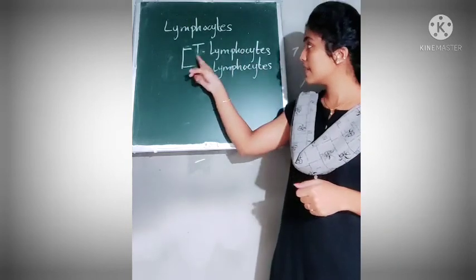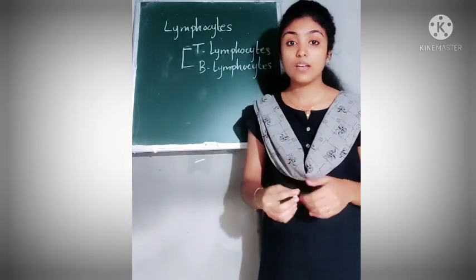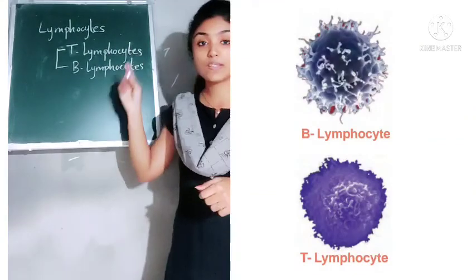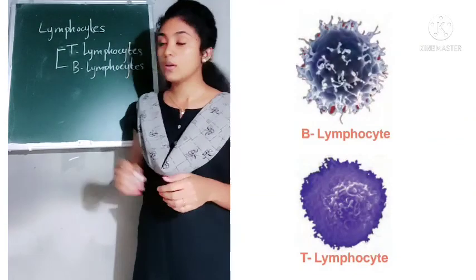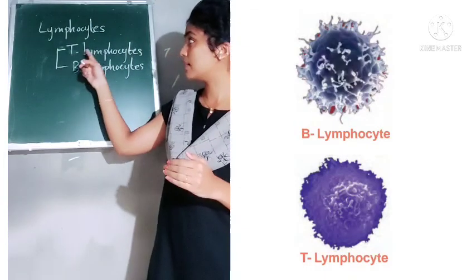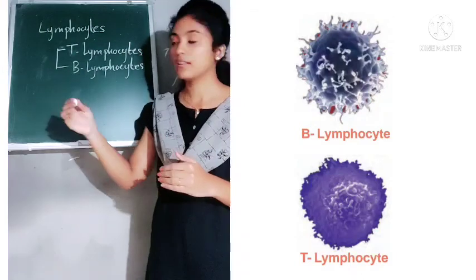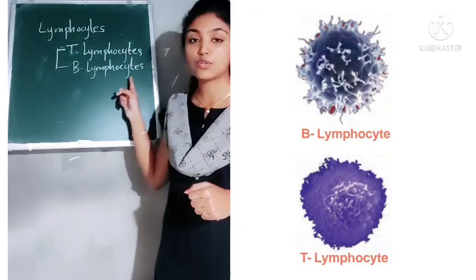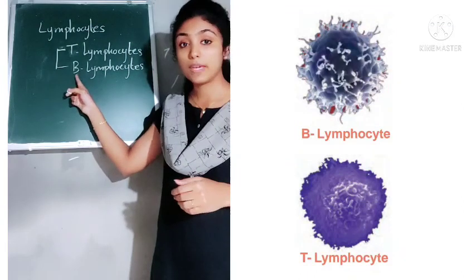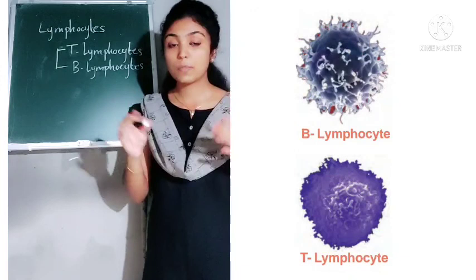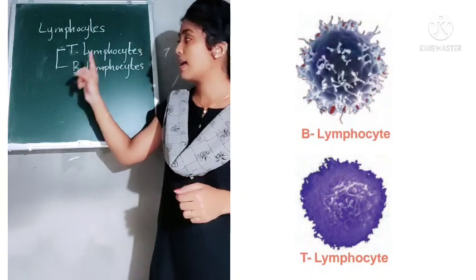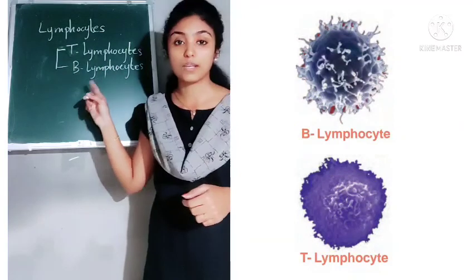T lymphocytes mature in the thymus gland. So T for thymus gland, we can connect it with T lymphocytes, and the B lymphocytes mature from the bone marrow. So we can connect it with B for bone marrow. So let us remember it just like that. T lymphocytes mature in the thymus gland and B lymphocytes mature from the bone marrow.